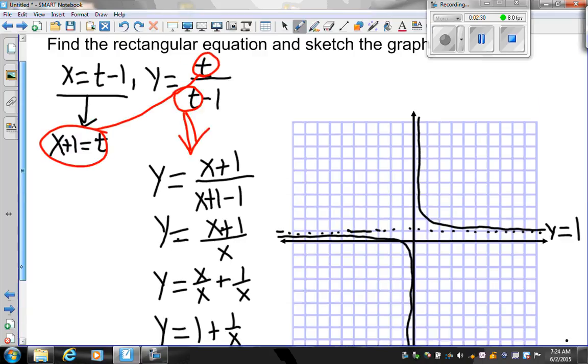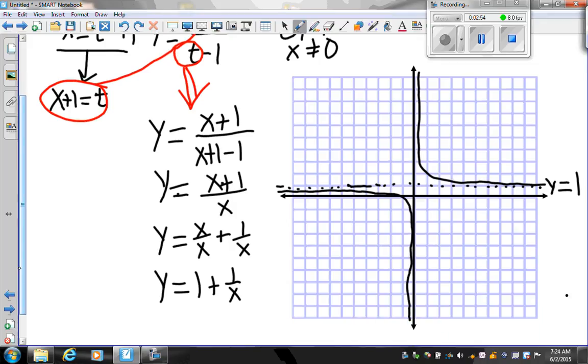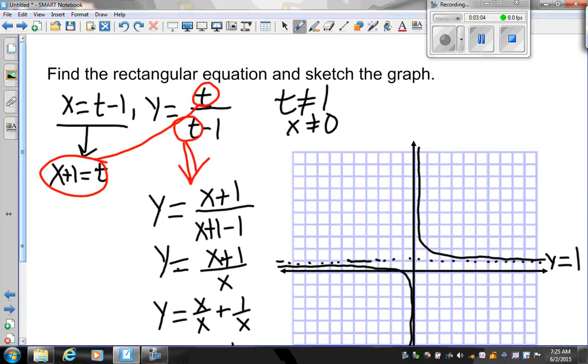Notice at the beginning, when we look at the two parametric equations, we quickly see that the equation for y creates a restriction. Here, t cannot be equal to 1. Well, if t is not equal to 1, that means that x can't be 0. And we can actually see that from the rectangular equation below. x can't be equal to 0, or we'd be dividing by 0. So those are restrictions.